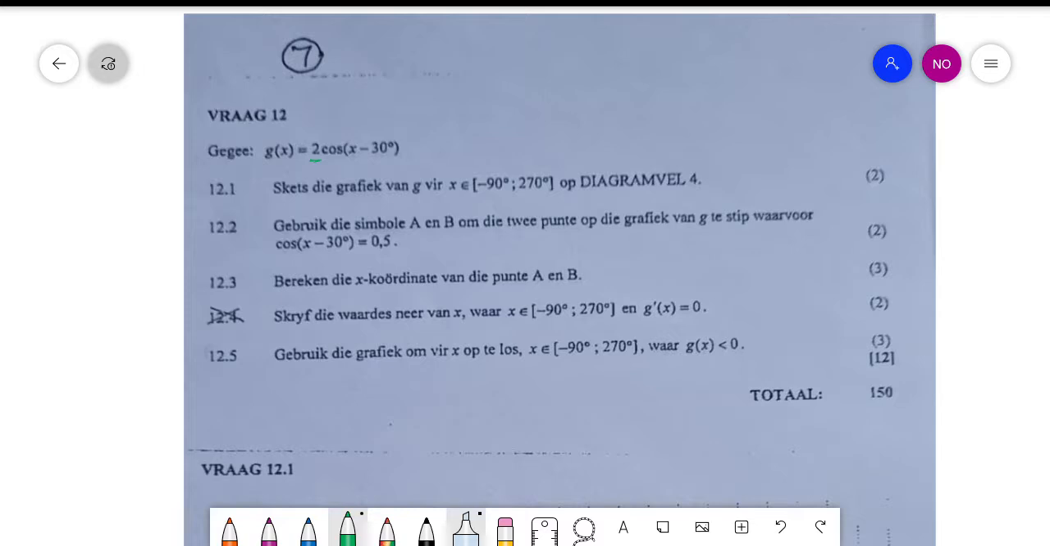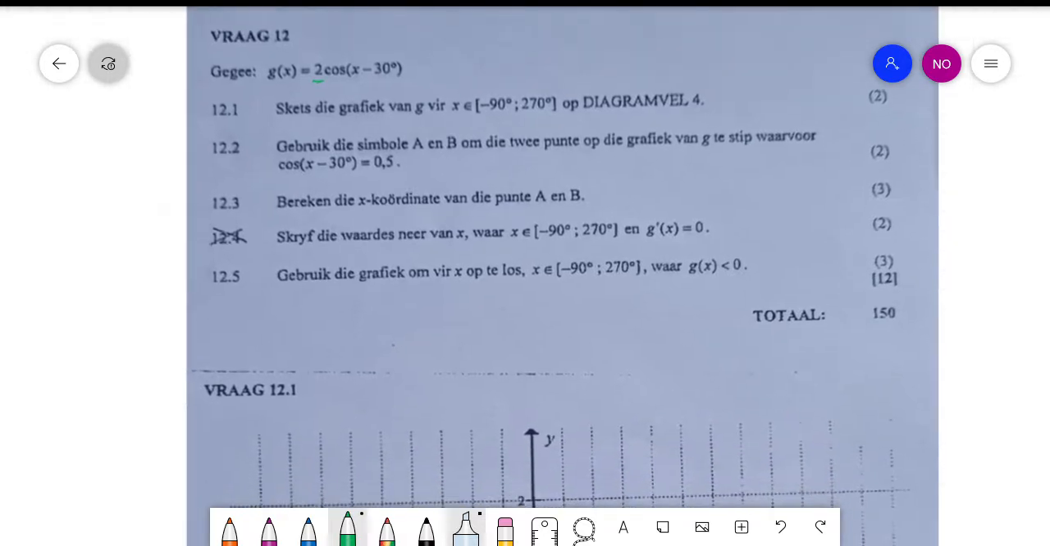Okay, so they tell you sketch the graph for g on the diagram field. So we're going to do that now. Oh, I was still busy talking about the other translation, this part. What happened there? It moved 30 degrees to the right. You move 30 degrees to the right.